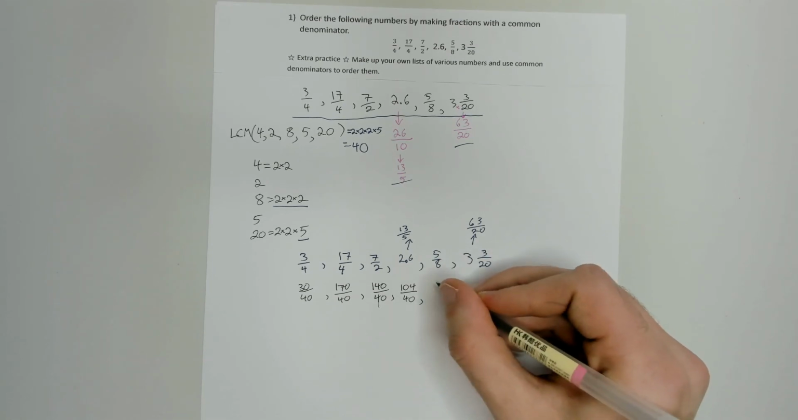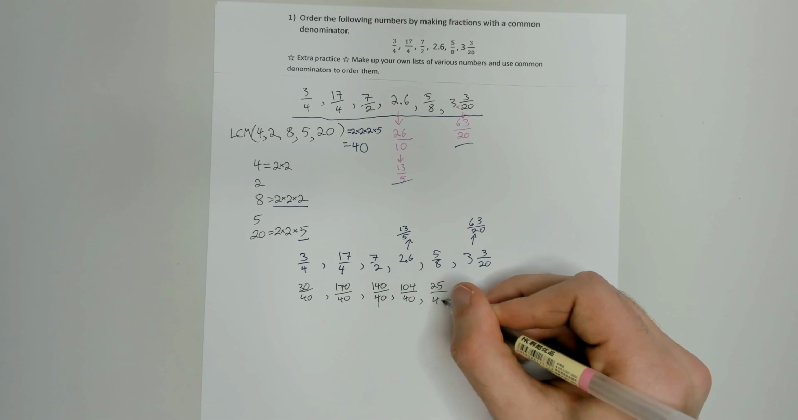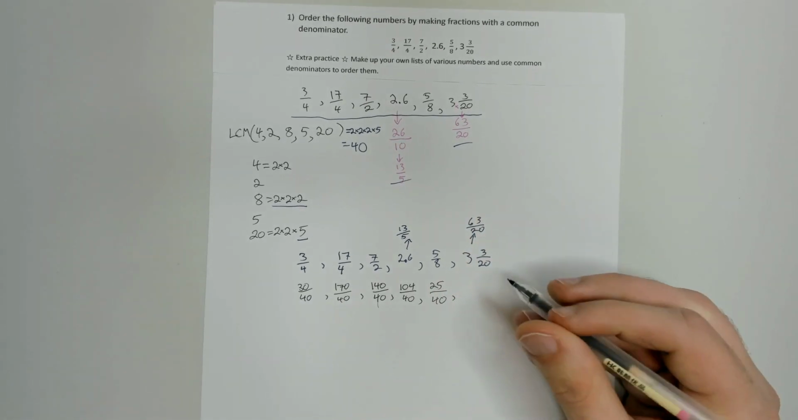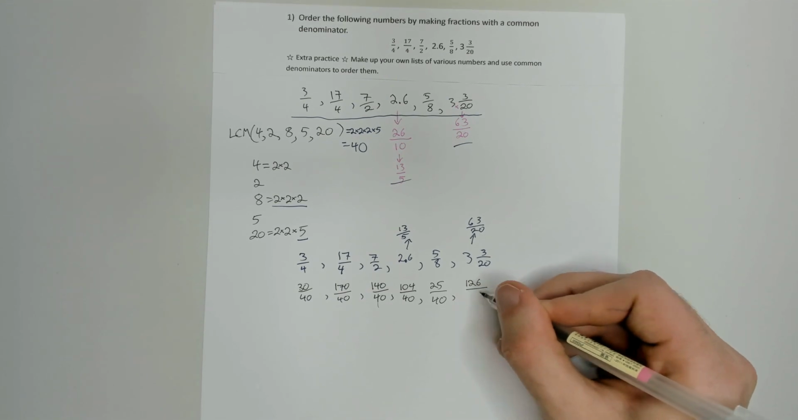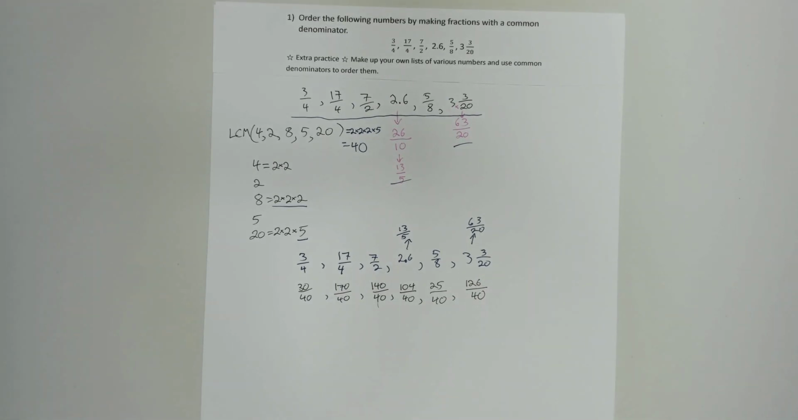For 5/8, we have to multiply by 5 each, since 8 times 5 is 40, so we get 25 over 40. And then 63 over 20, you have to multiply by 2 each, since 20 times 2 is 40, so we get 126 over 40. So now that they have the same denominator, it's as easy as seeing which one has the bigger numerator and ordering them from there.